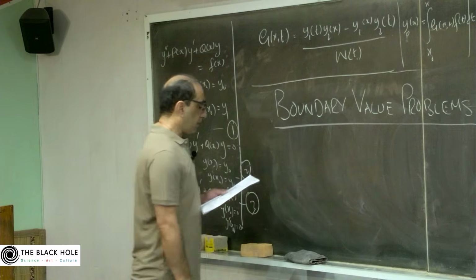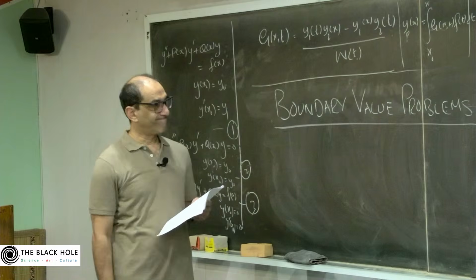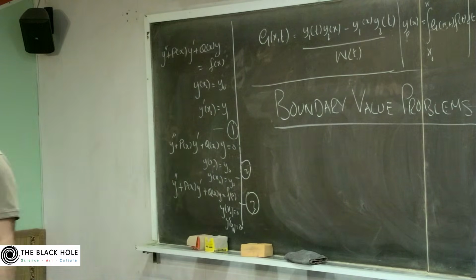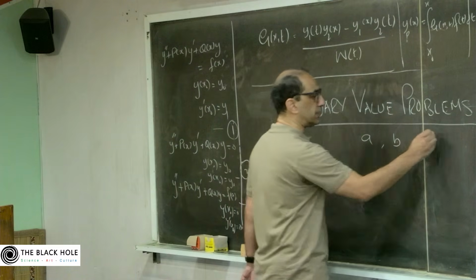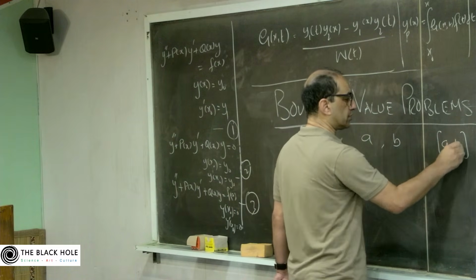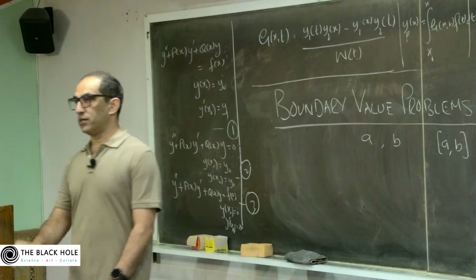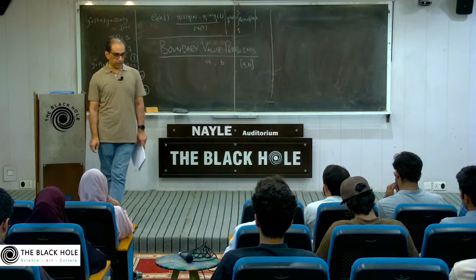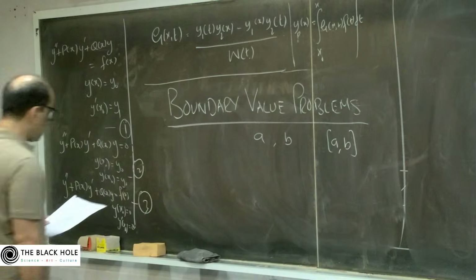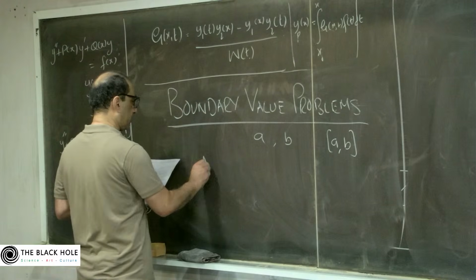Boundary value problem. Boundary value means that it is defined over an interval. Unlike the initial value problem, you do not have x naught only. Now you will have an a and you will have a b. You will talk about this interval, and of course you will give conditions. Okay.